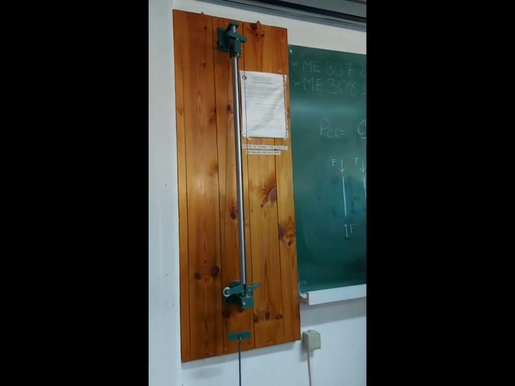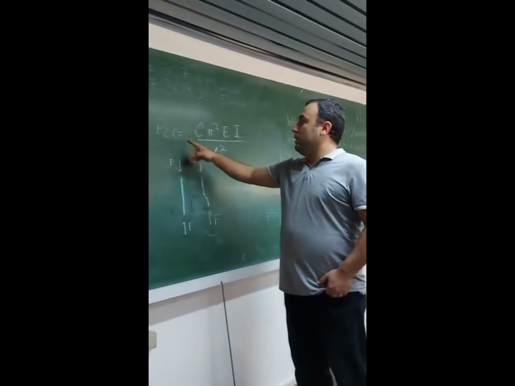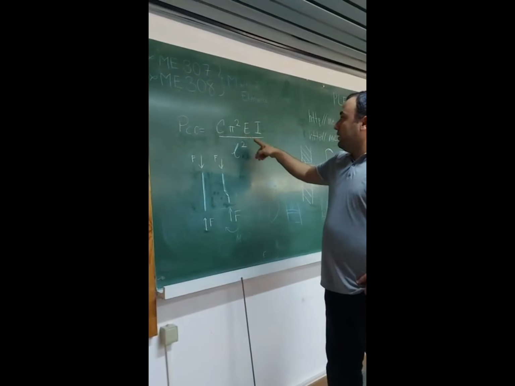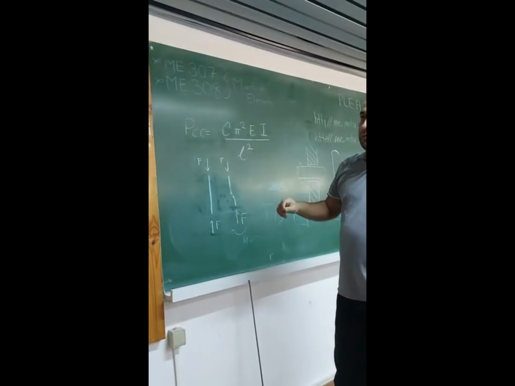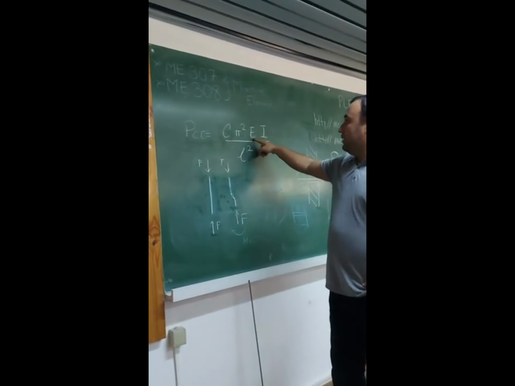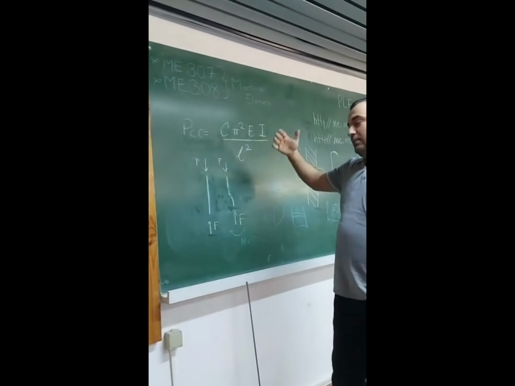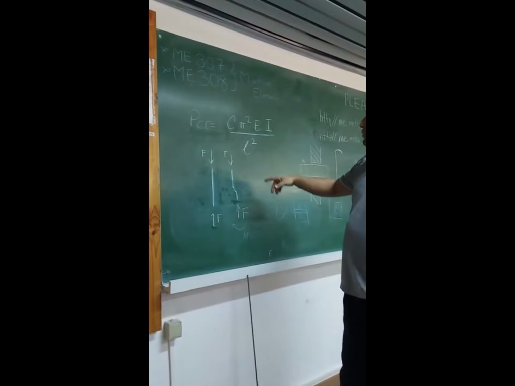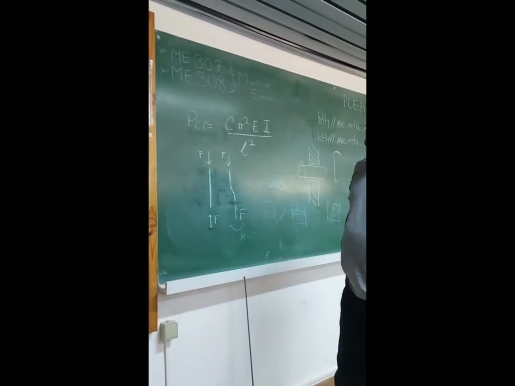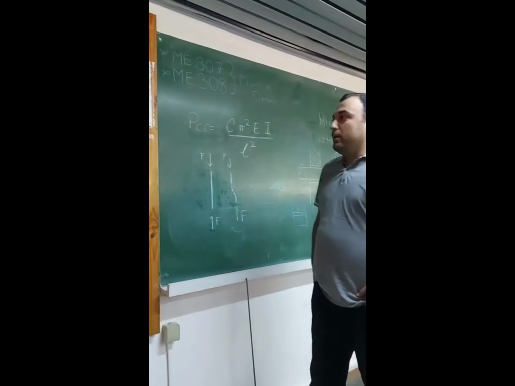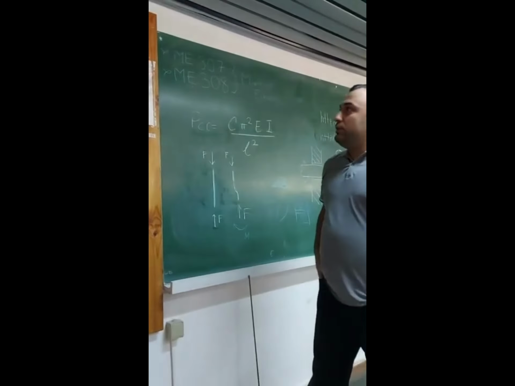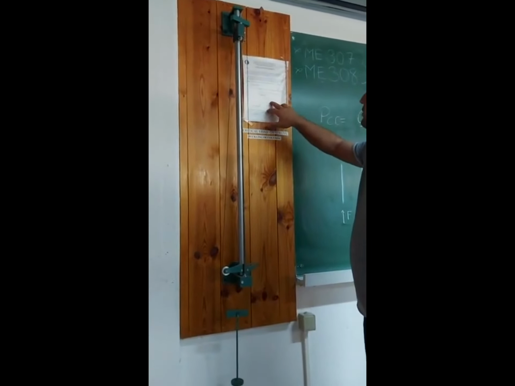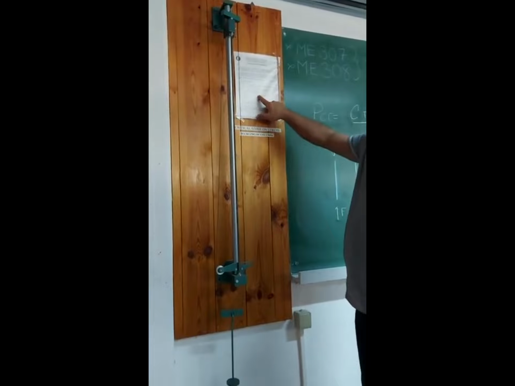As you learned from the course, critical load depends on the end condition C, the modulus of elasticity of the material the column is made of, and the moment of inertia divided by the square of the length of the rod. Here we have the diameter of the rod, 6mm.